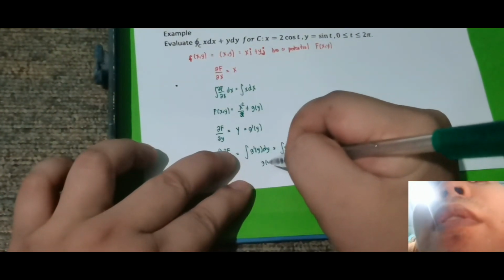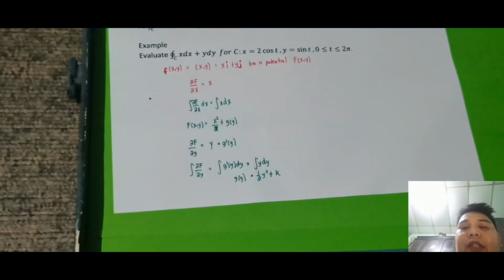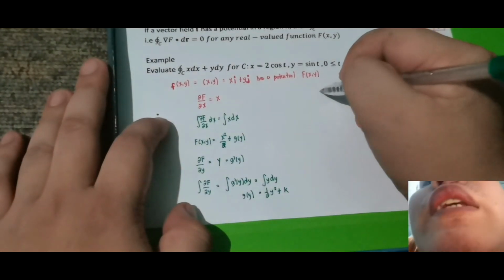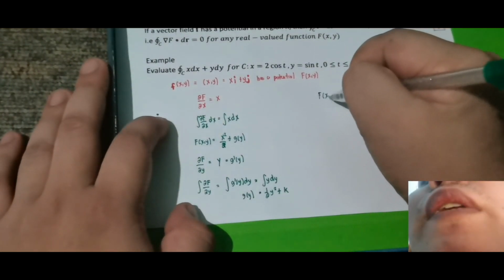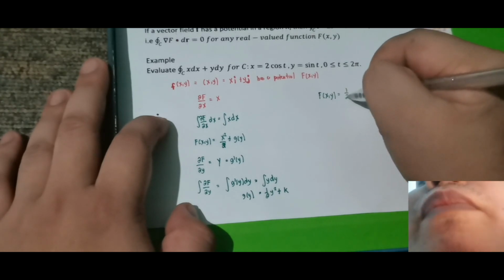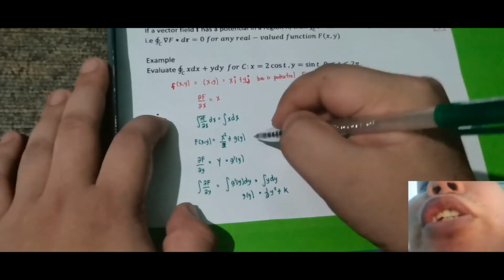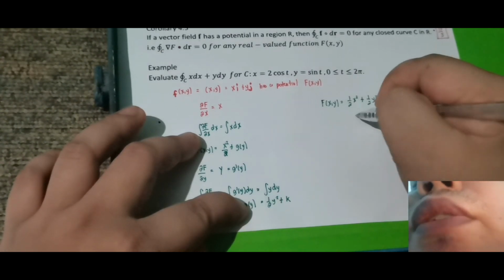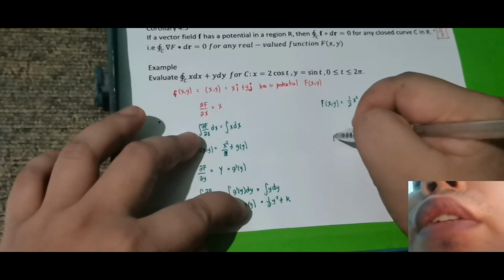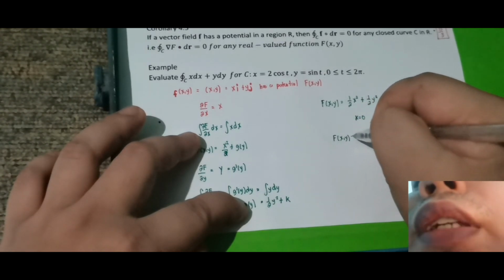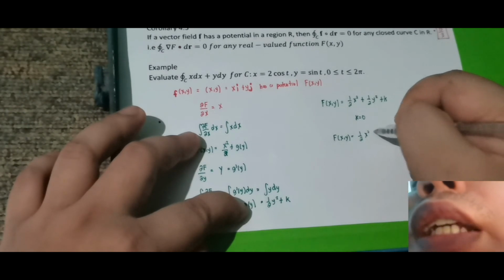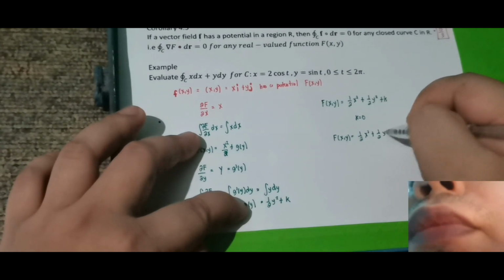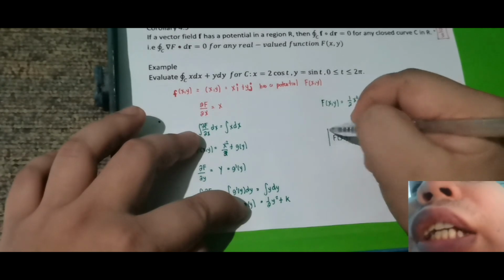So, therefore, ano yung g of y? Ito yung ating g of y. Okay? So, therefore, ano yung ating potential vector? Ating potential vector, yung f of x, y. Set lang natin, yung f of x, y natin is just equal sa 1/2 x squared plus yung g of y natin, which is just simply 1/2 y squared plus k. So for k equal to 0, f of x, y is equal sa 1/2 x squared plus 1/2 y squared. Okay, so ito yung potential for f.